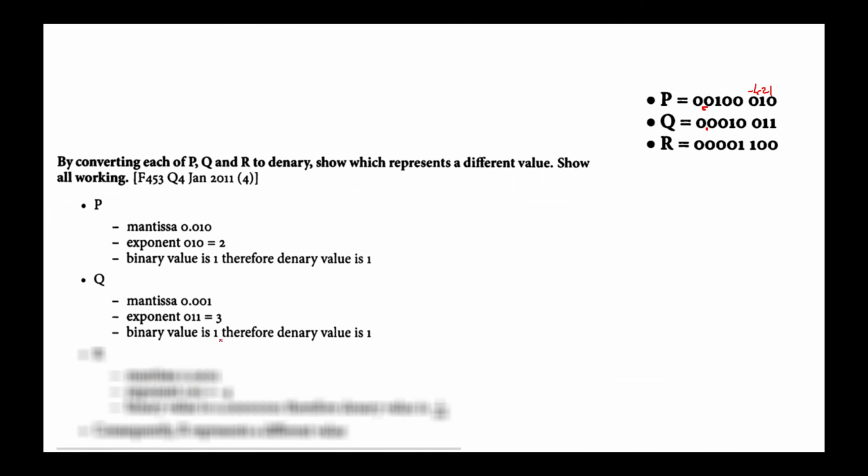Now the exponent for this is, since it's 2 and 1, so -4, then 2, then 1, so that is 3. So for R, the mantissa is 0.001, so we just have to add in the dot there. The exponent is -4 though. So the binary value is 0.0000001, which is the denary value of 1 over 256.